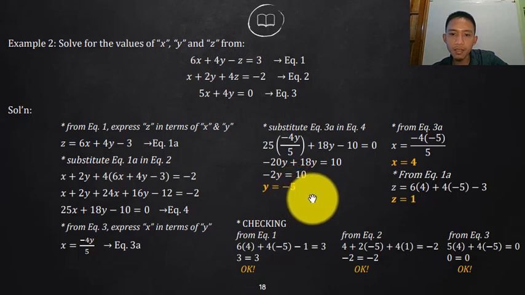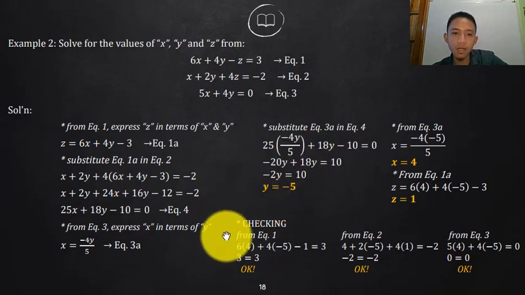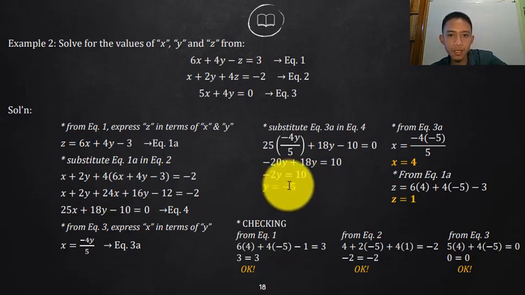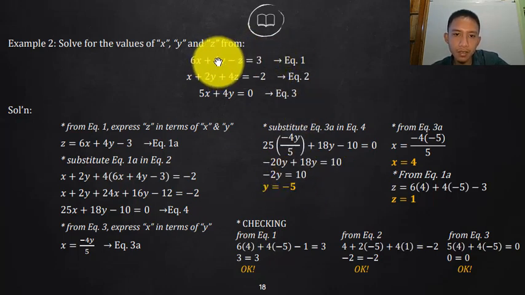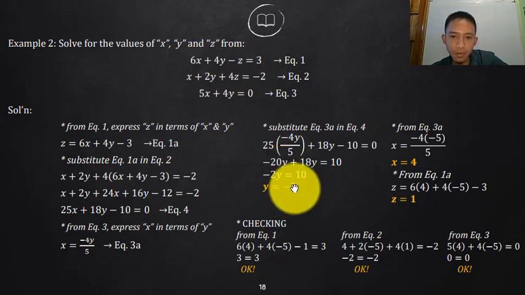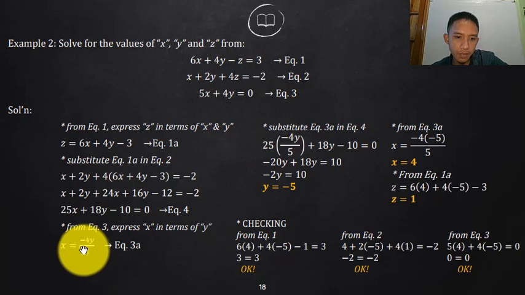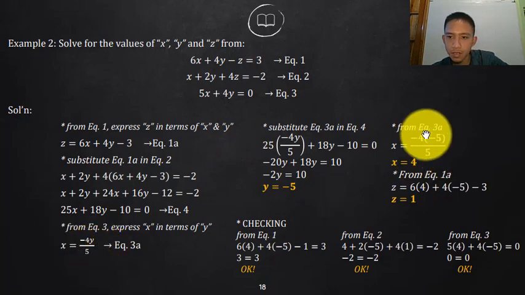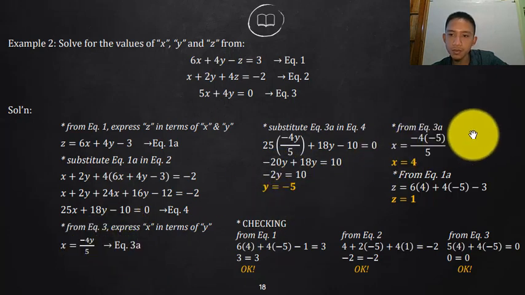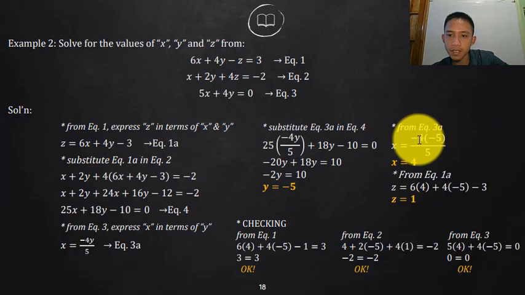So go back. Since we already know one, you can go back now in any of the equations and solve for the other, but be wise. If you say, I will choose equation 1 and substitute y there, there are two unknowns, so you cannot solve x and z at the same time. So if I were you, I will go backwards. You have your equation 3a, isn't it? You have y, substitute, you will get x. So from equation 3a, your y is negative 5, change that to negative 5. Actually 5 and 5 cancel, and the negative will make the negative 4 positive. So x is positive 4.